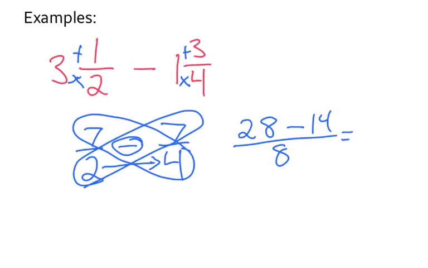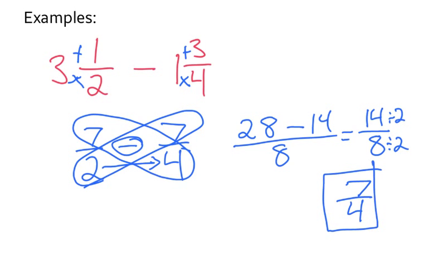Solving the numerator, 28 minus 14 is 14 over 8. And in this case, this is an okay answer. It's not reduced. We see that these are both even, so divide by 2 and you get 7/4 for your answer. And again, an improper fraction is fine.